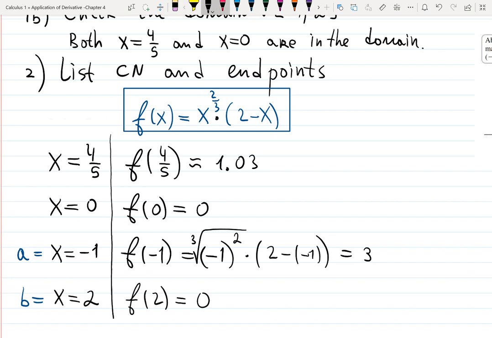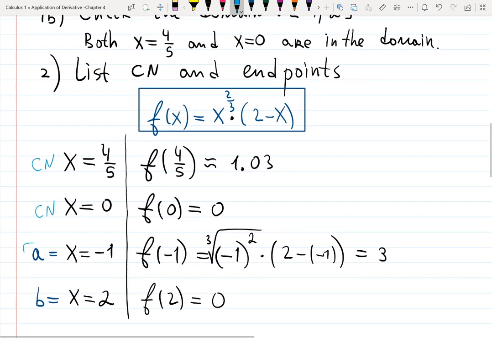So we have outputs for each input. Inputs are critical numbers, and A and B, those are endpoints. I can even write it down if you want.